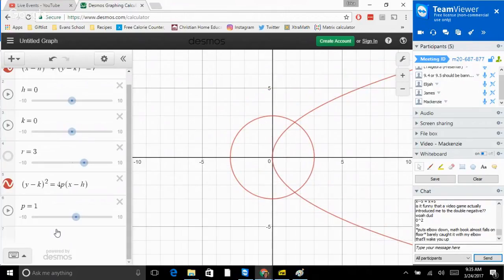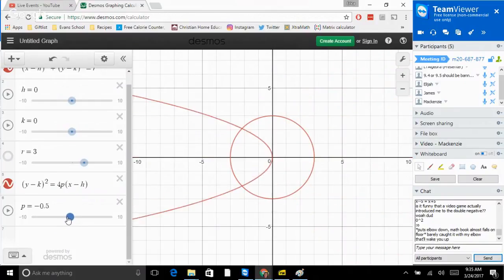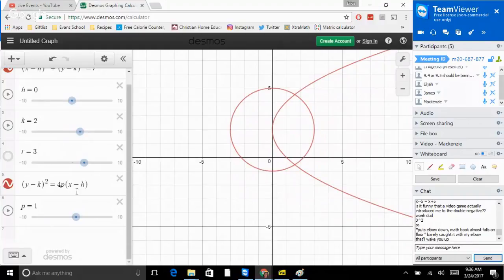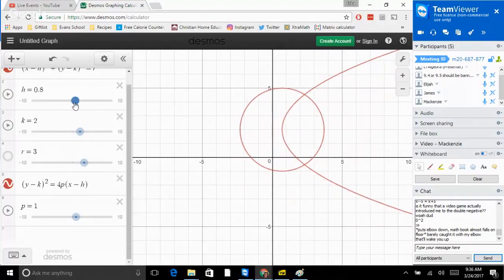Okay, and remember p is just that constant that helps us figure out how big or small the parabola is going to be, right? So let's just set that at 1. Doesn't really matter where that's at. All right, so if I have a parabola, the standard equation, if these are 0, is y squared equals 4p times x, right? If I want to move my parabola to have the vertex, instead of at 0, 0, at 5, 2, what do you think I would do? I would move my y value up to 2, and I would move my x value, which is h, over to 5.